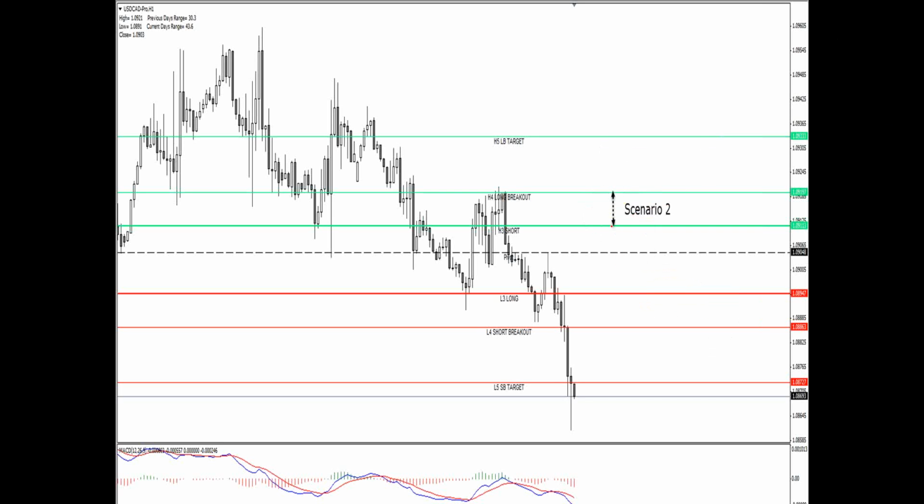Price has opened in between H3 and H4. Those are green lines, so it indicates that the trend on the 1 hour is bullish. For that time frame, you need to wait for the price to break through H4. That is the second scenario. It needs to break above H4, and then you put the stop loss here, targeting H5. That is scenario 2. Then we have scenario 3.